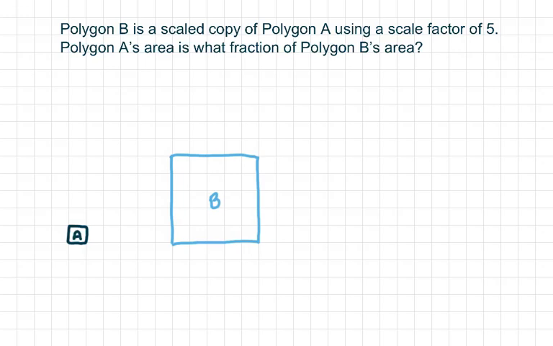Polygon B is a scaled copy of polygon A using a scale factor of 5. Polygon A's area is what fraction of polygon B's area?